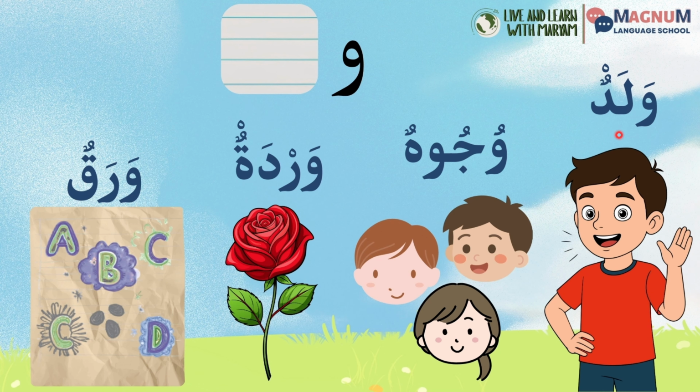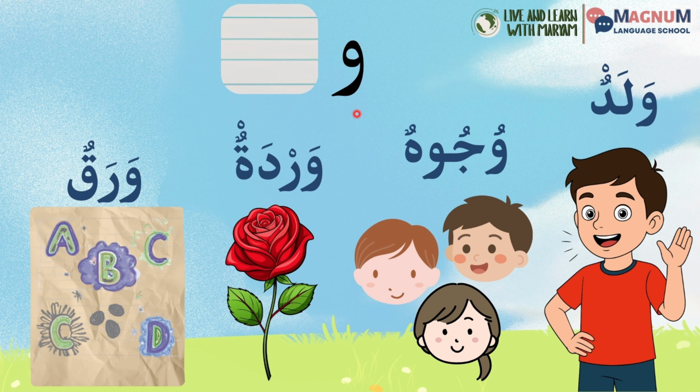Waaw for Waladun. Waladun means boy. Waaw for Wujuhun. Wujuhun means faces. Waaw for Wardatun. Wardatun means rose. Waaw for Waraqun. Waraqun means page.